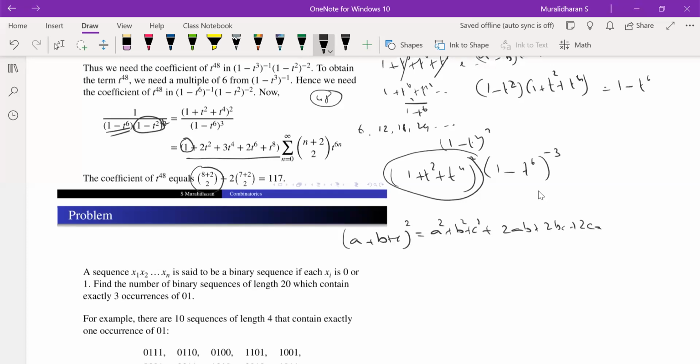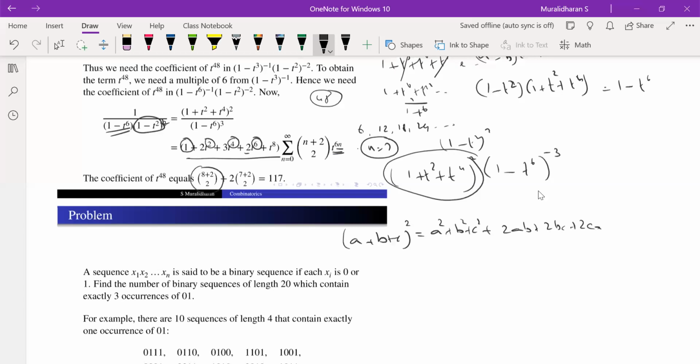Again, next time, this is t square. T power 46 will not come here. T power 4 means 44 will not come here. T power 6 means 42 will come when n is equal to 7. The t power 42 term multiplied by the t power 6 term will give me 48. So I have 2 into t power 42.